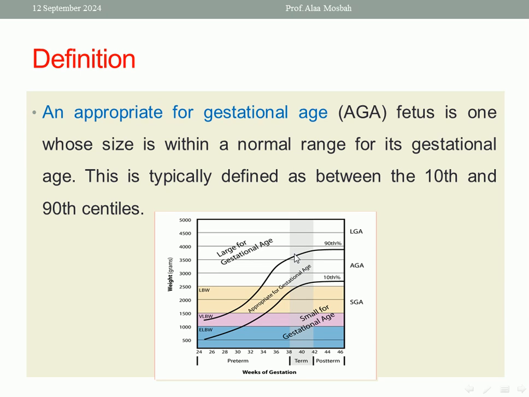What about if above the 90th centile? This is large for gestational age. What if it is below the 10th centile? This is small for gestational age. But in between, this is the appropriate for gestational age. Okay, the norm.